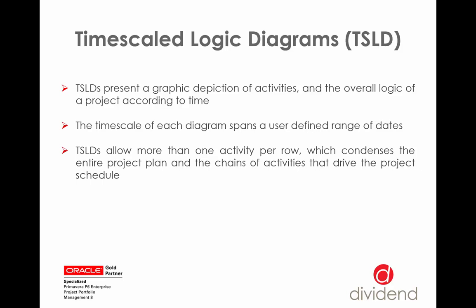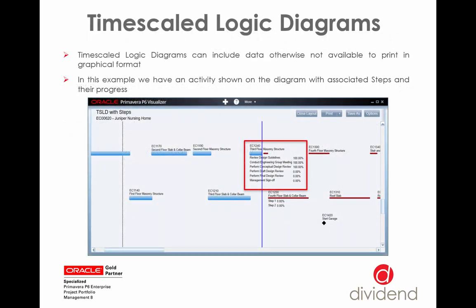Timescale logic diagrams present a graphic depiction of activities and the overall logic of a project according to time. The timescale of each diagram spans a user-defined range of dates, and TSLDs allow more than one activity per row, which condenses the entire project plan and chain of activities that drive the project schedule. So here's a look at one here.